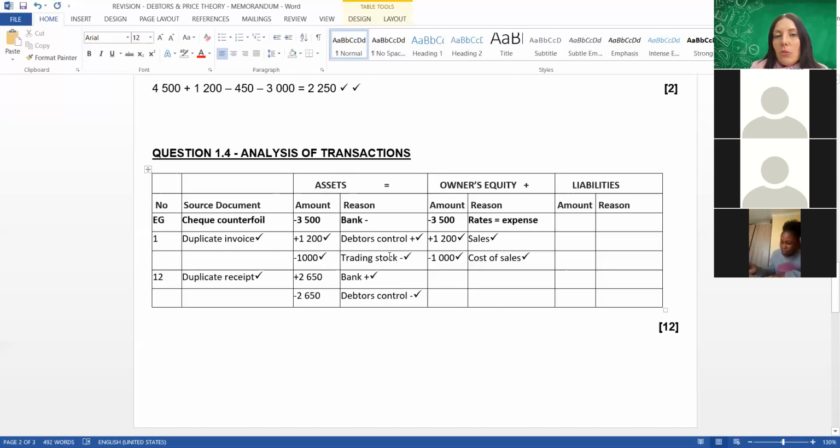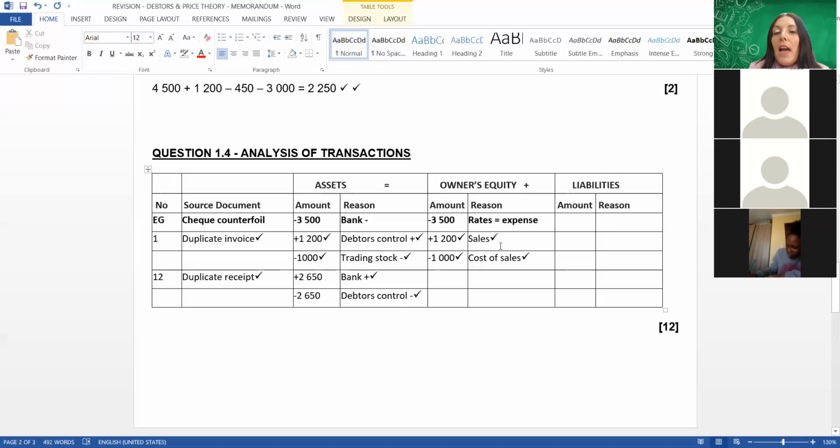Okay, but then we need to go to the B part. This 1,200 that we recorded as sales, as an income, is not our profit, because long ago we had to buy the trading stock that we've just given to the debtor. So now we have to show that my trading stock asset has decreased with the cost price. We work it out: 1,200 times 100 divided by 120. That's your cost price, 1,000 rand. So my trading stock asset decreased with 1,000 rand.